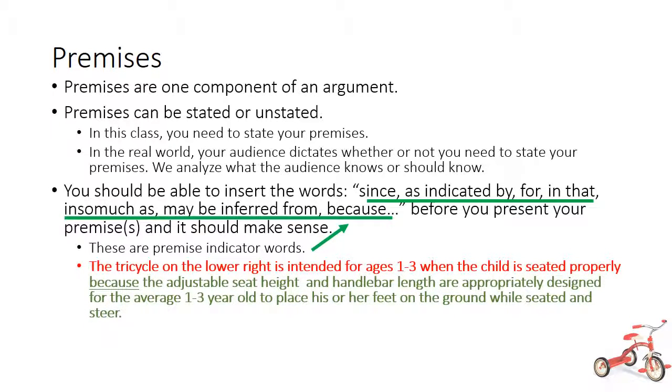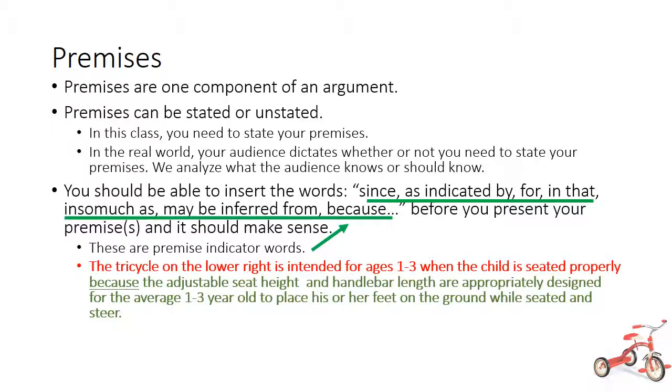Let's see. The tricycle on the lower right is intended for ages 1 through 3 when the child is seated properly, because the adjustable seat height and handlebar length are appropriately designed for the average 1 to 3-year-old to place his or her feet on the ground while seated and steer. So as you can see, we still have our 2 premises. Can you pick them out in green? They're after the word because. There's still 2. And our claim is still in red.